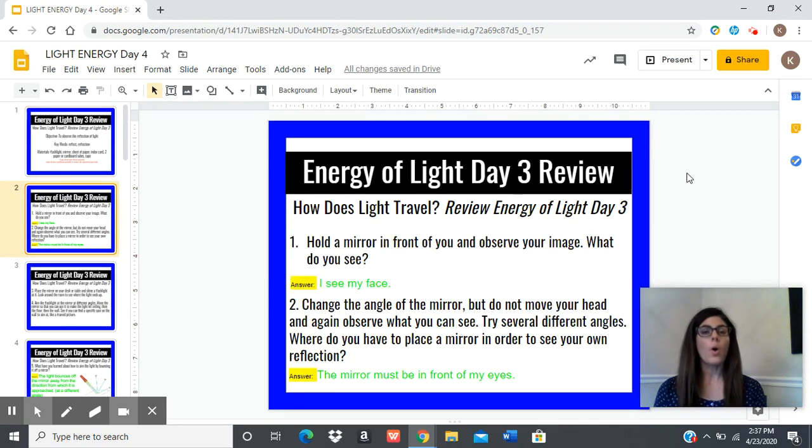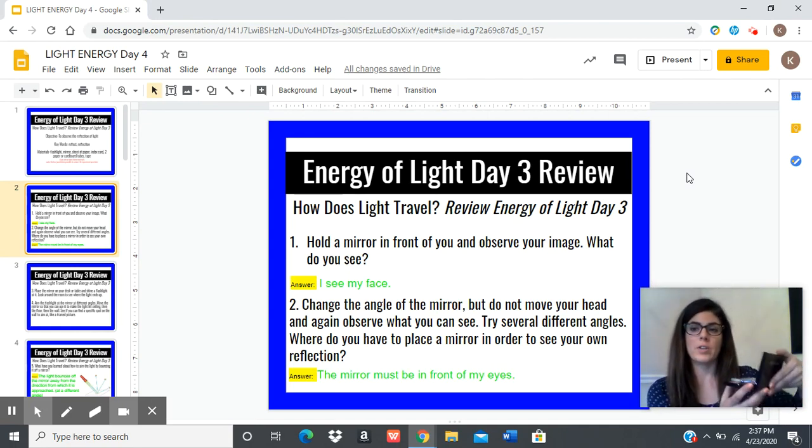Step 1 said, hold a mirror in front of you and observe your image. What do you see? You should have written, I see my face, I see my reflection. Either of those answers would be correct. Step 2 says, change the angle of the mirror, but do not move your head, and again, observe what you can see. Again, that's when we had the mirror, and again, I used this cosmetic mirror, and you kept your head straight, but moved the mirror and observed what you saw.